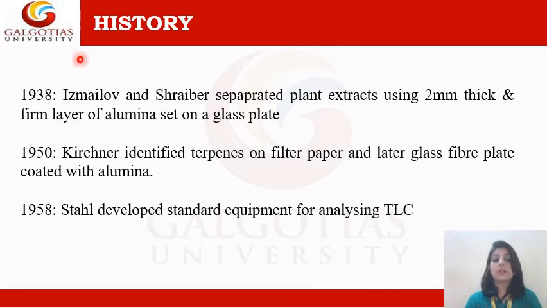So moving forward, the first thing we need to talk about is the history. In 1938, Ismailov and Shabier separated plant extracts using a 2 mm thick film layer of alumina set on a glass plate. So it was first used in 1938 by Ismailov and Shabier, who separated plant extracts.